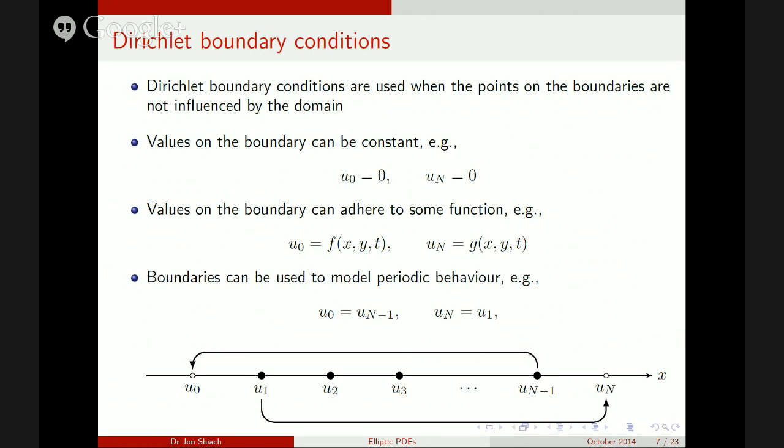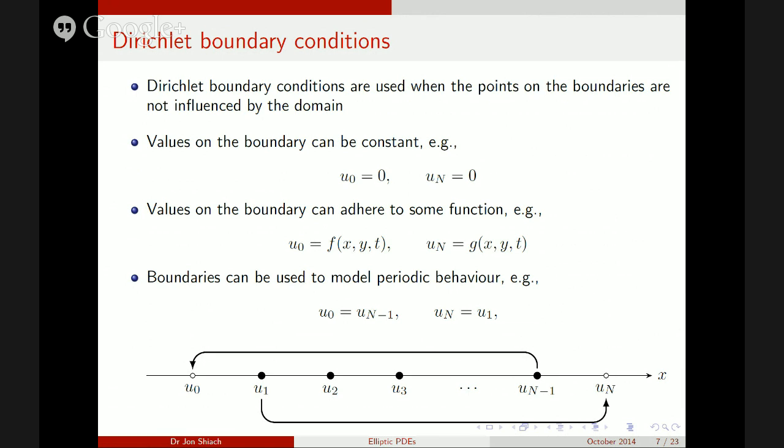Or we may want the values of the boundary to adhere to some function. It depends. You may have some outside influence on your domain which you want to model, and in that case, you set the boundary nodes to some function. You may notice I've got t here. I said before, hang on, elliptic PDEs don't use t. Well, you could also use Dirichlet boundary conditions with parabolic and hyperbolic PDEs, so that's why I've put t here. This is more of a general case. If it was an elliptic PDE, I wouldn't have that t. It would just be a function of x and y.